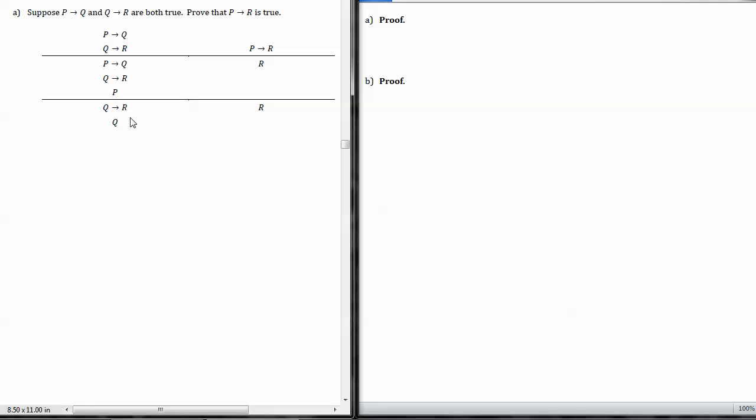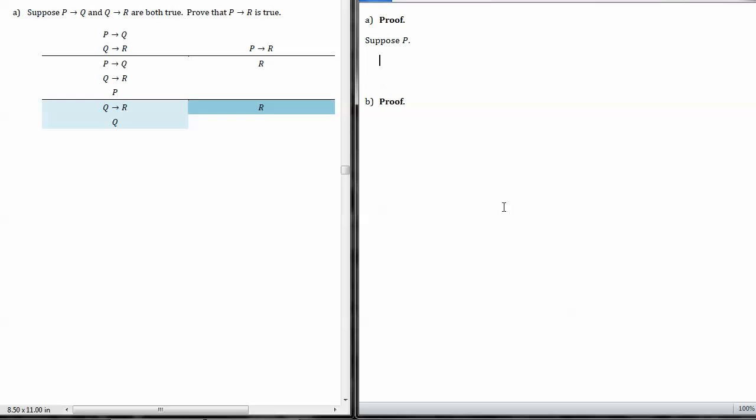And now we have another modus ponens right here. Q implies R together with Q. From those we can conclude that R is true. And that gives us our goal. So let's try to write out that proof. We will, first of all, suppose P.